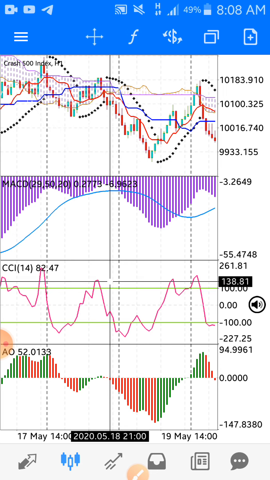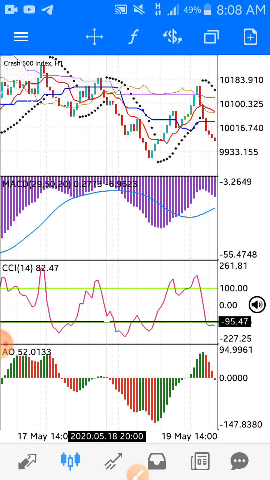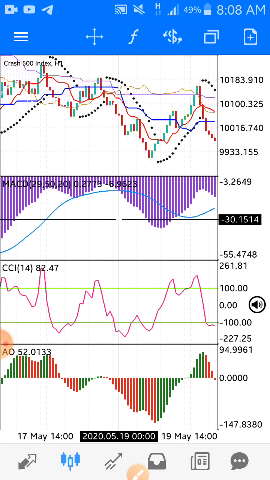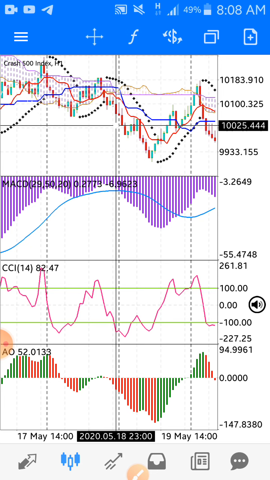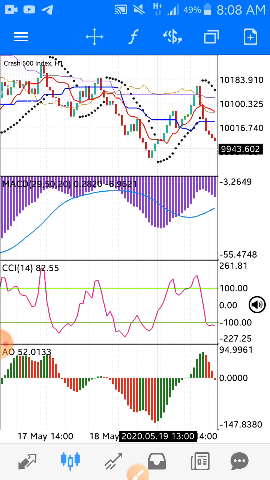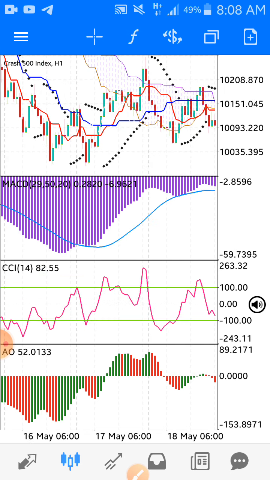So CCI wasn't confirming, but you can see the awesome oscillator. We have 4/5 here, and you can see how price went down. Even if you chose to wait till CCI confirmed, you would have still benefited a whole lot until parabolic SAR told you to exit the trade.